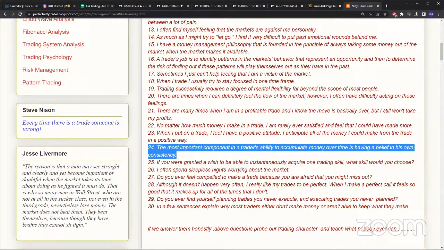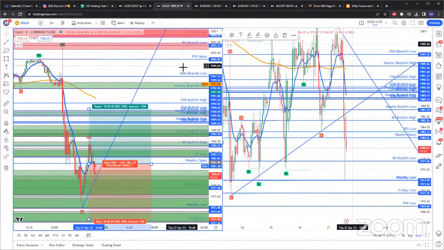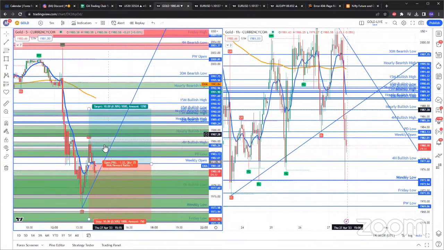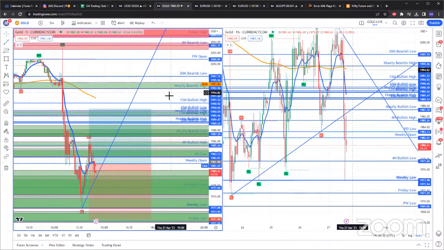The last question for the day, question 24: the most important component in a trader's ability to accumulate money over time is having a belief in his own consistency. I agree with that, because if you start doubting yourself, if you start seeing yourself in drawdown and start thinking, oh my God, this trade might hit stop loss, then it might hit stop loss, or you might end up closing in drawdown and the trade reverses. Know that there's nobody watching you, such that if you enter a buy, the trade goes in a sell. There's nobody doing all of that. So long as you're in a trade and the trade made sense to you, let the trade ride out.